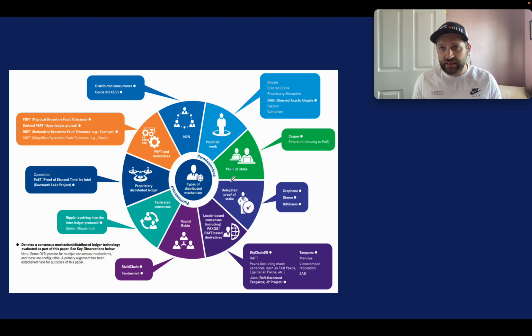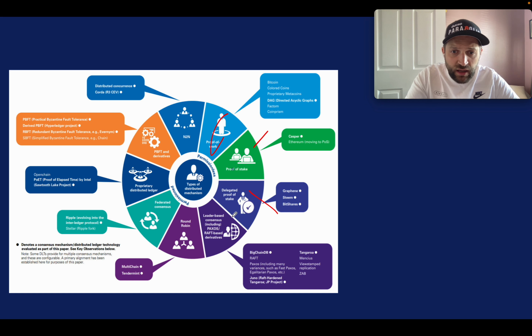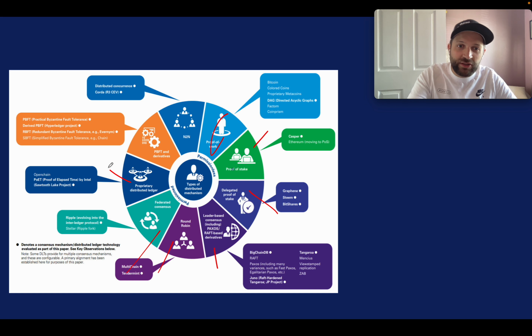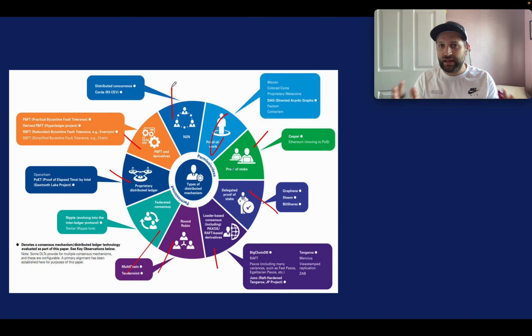So here, again, I just want to show you all the different types of ways we can reach consensus. Obviously we've got proof of work, which is Bitcoin, proof of stake, which is Ethereum, and then you've got delegated proof of stake. There's loads of them. You've got leader-based consensus, so Paxos is using that. You've got round robin, federated consensus, proprietary distributed ledger, PBFT and derivatives, end-to-end. So there's so many. You've got lots of different ways of doing it.